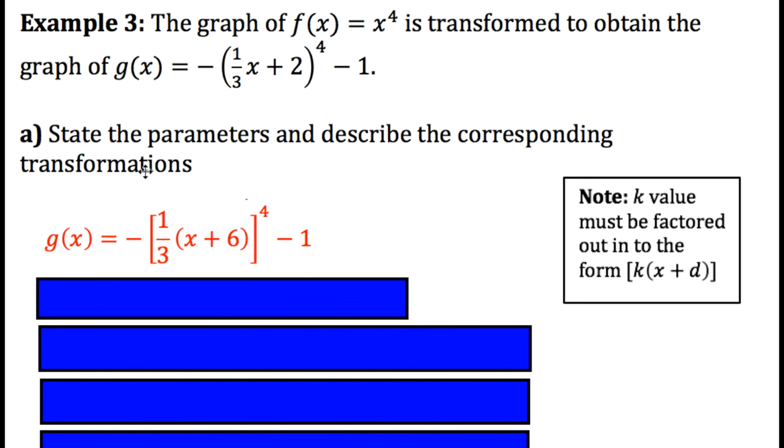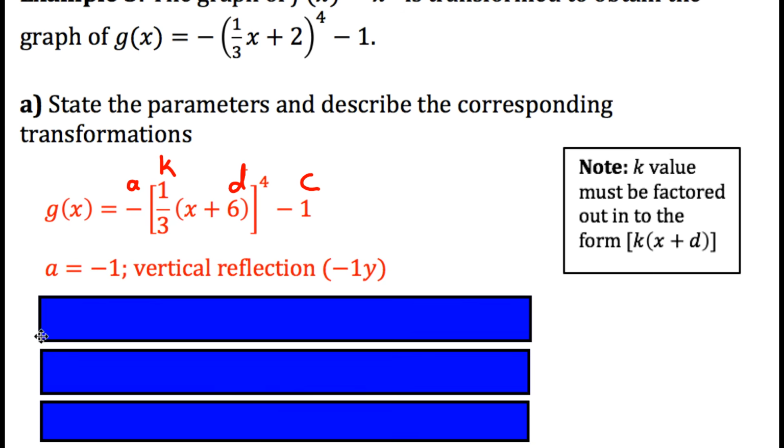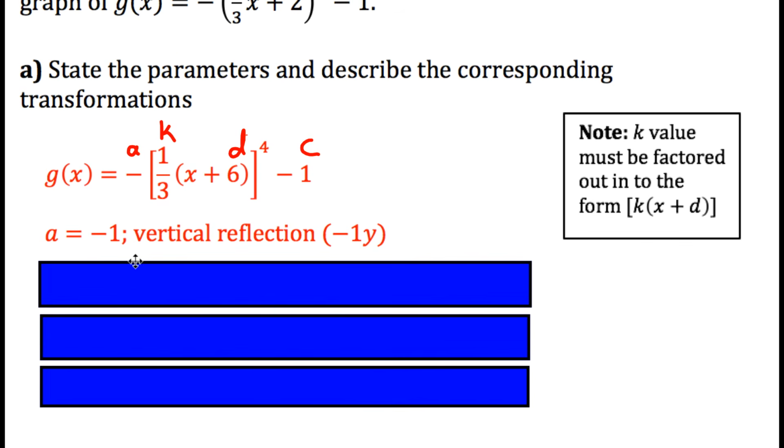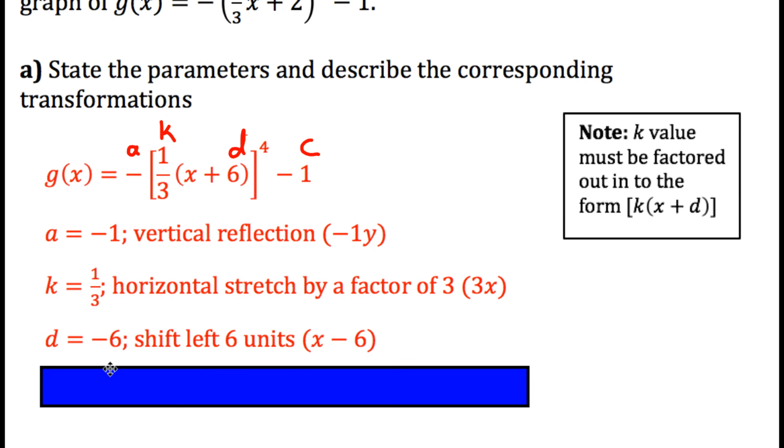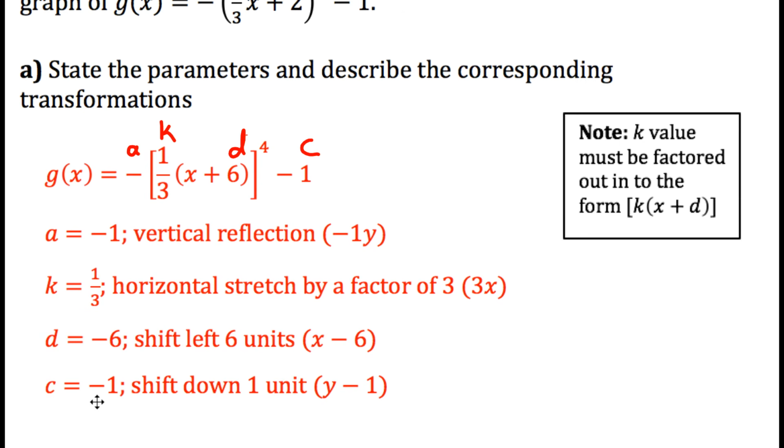So now that it's in the proper format, you should be able to tell what your a, k, d, and c values are. The a value is negative 1, which is going to cause a vertical reflection. No stretch or compression, because multiplying things by 1 doesn't make them bigger or smaller. The negative just does the vertical reflection. The k value is a third, so that's a horizontal stretch by a factor of 1 over a third, which is 3. The d value is negative 6, which means move left 6, and the c value is negative 1, which means move down 1.